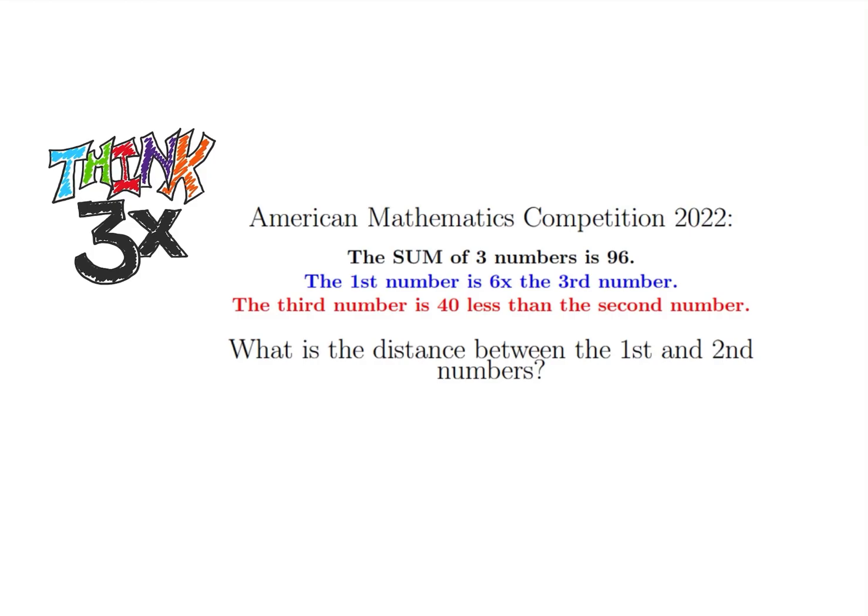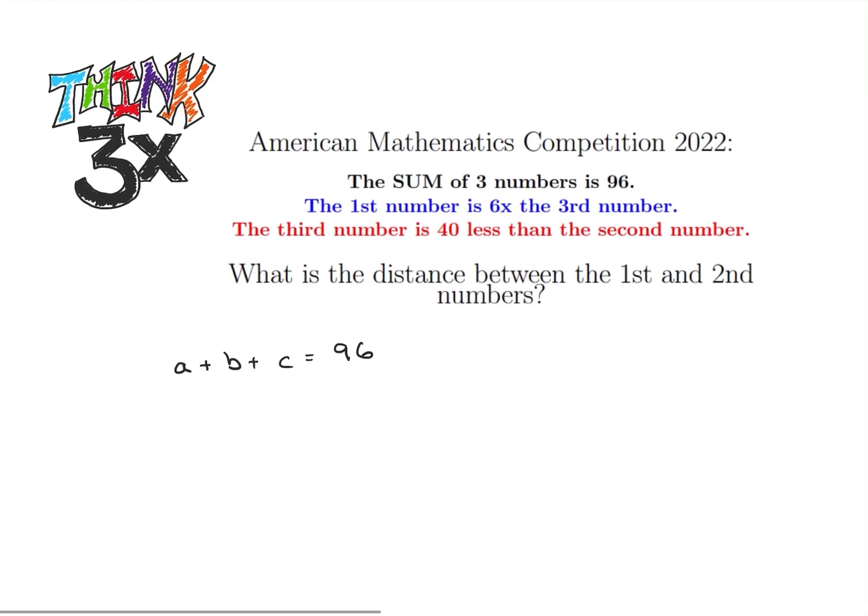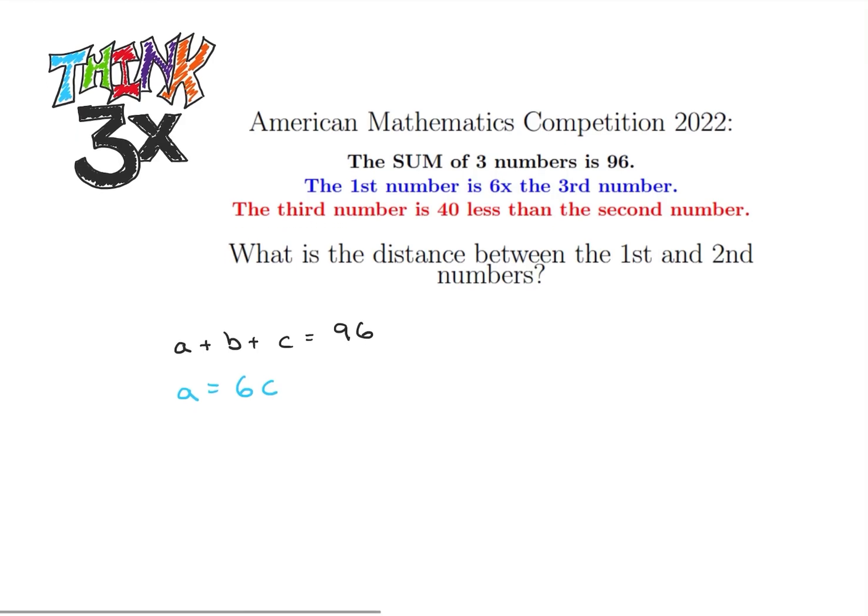So let's look at these different statements we have. The first statement says I have the sum of three numbers, so I'll name them A plus B plus C is equal to 96. My second statement says that the first number, which I named A, is 6 times the third number, so A is 6C. And the third number is 40 less than the second number. So C is equal to B minus 40.